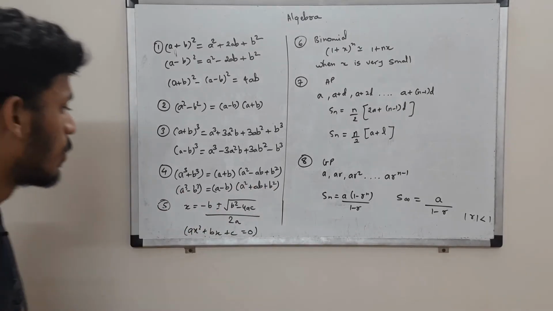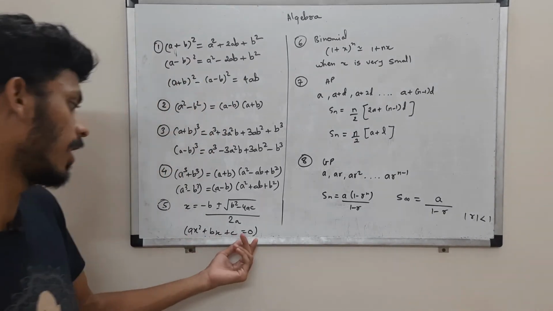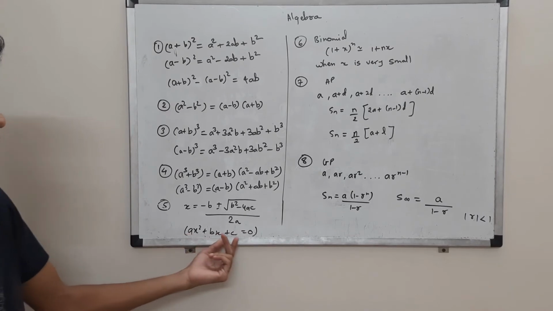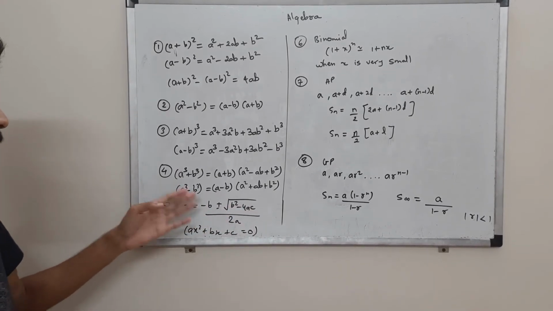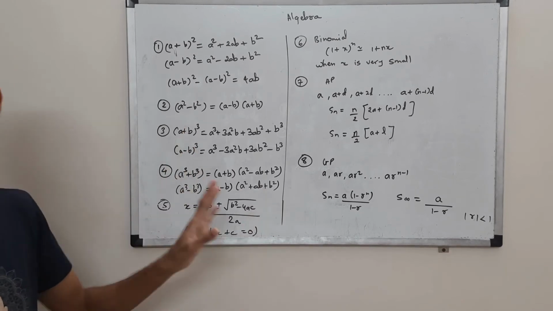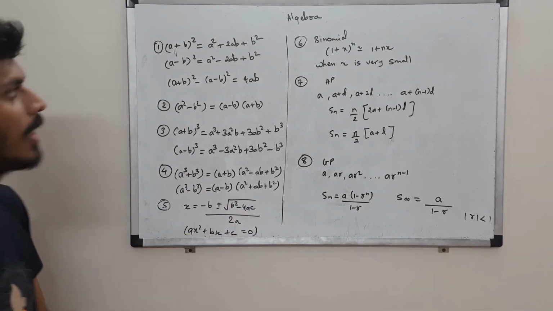Now the roots of quadratic equation, this is the quadratic formula. If you have a quadratic equation ax square plus bx plus c equal to 0, then the roots will be given as minus b plus or minus under root b square minus 4ac, this is the discriminant, upon 2a, right?